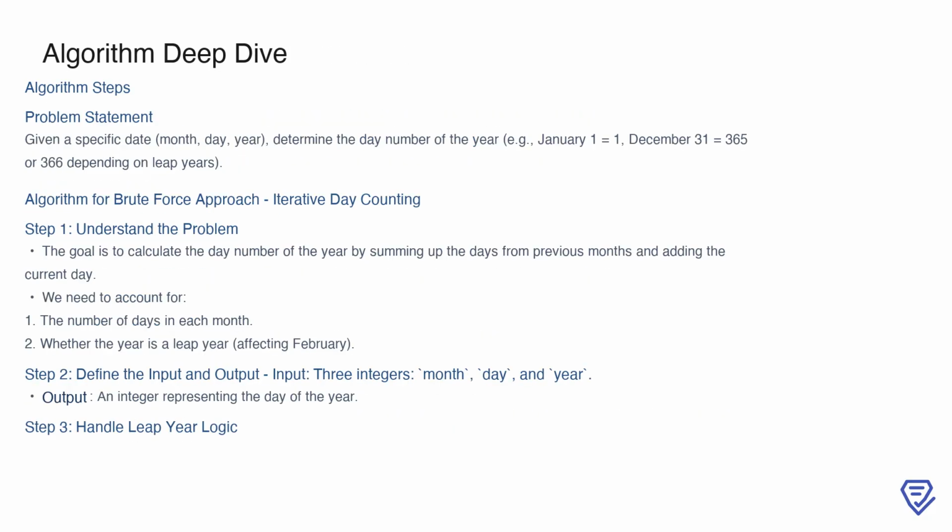To solve the problem of determining the day of the year for a given date, we can break the algorithm into clear steps. First, we need to understand the core goal: calculate the day number by summing the days of all previous months and adding the current day's value. This requires us to account for the varying number of days in each month and also handle leap years, as they affect February's day count.